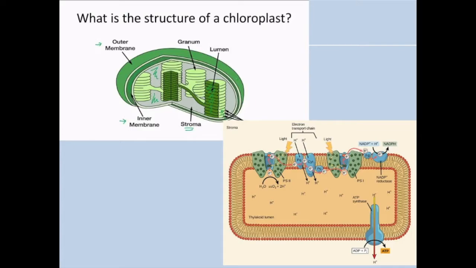So outer membrane, inner membrane, thylakoid membrane. A stack of thylakoids, we call it granum. The fluid outside the granum, stroma. Outer, inner, thylakoid membrane, granum, the whole thing, stroma, the fluid here.